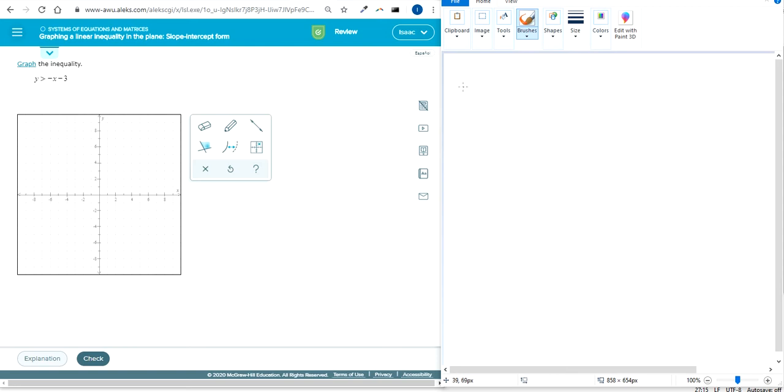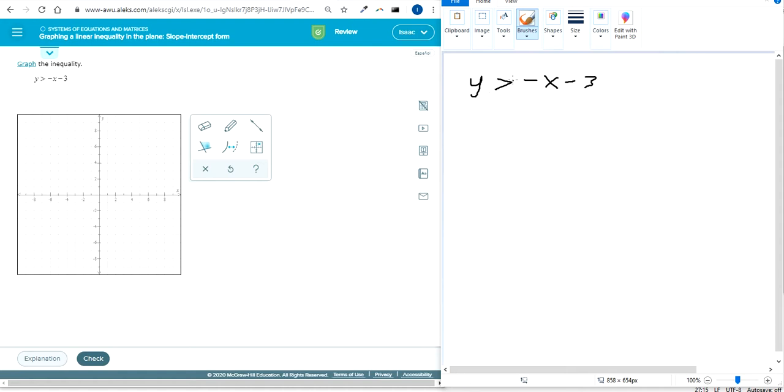So if you have to graph an inequality in the Alex system, just make sure the points you choose are dots that are exactly on the line. Because if you try to pick some dots that are close but not quite, Alex will mark them as incorrect. So we've got this inequality.